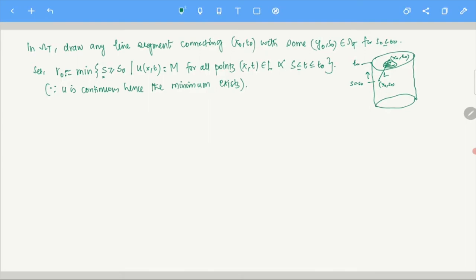Now, first things first: either r naught is greater than s naught or r naught is equal to s naught, one of the two, right?